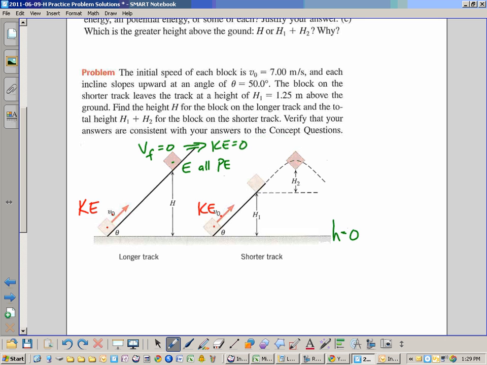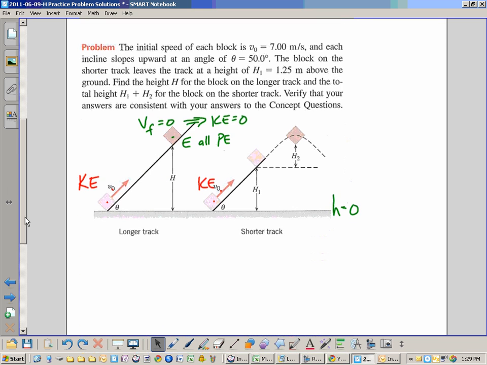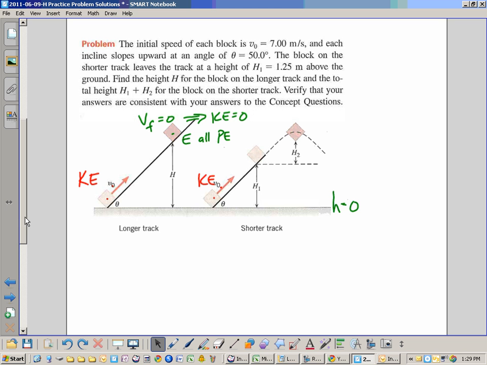So now over here, in this situation, that's part A. When the block on the shorter track reaches the top of its trajectory after leaving the track, so it's like a ramp, is its final total mechanical energy all kinetic, all potential, or some of each? Some of each. Why? Because what happens when it goes off the ramp? Doesn't it reach 0 when it goes to the top? Only its y component. Good.